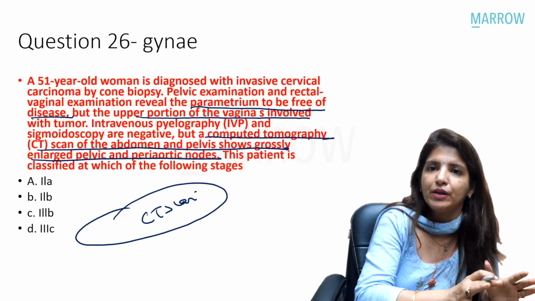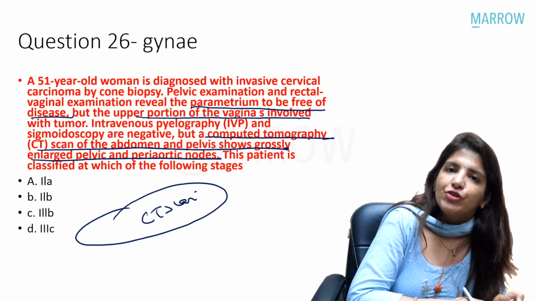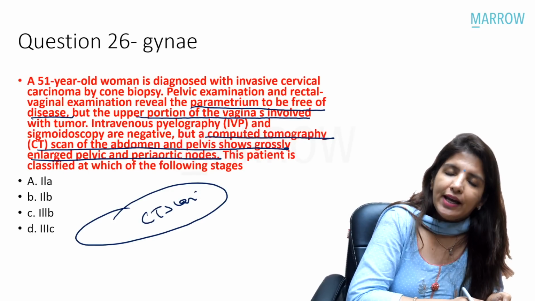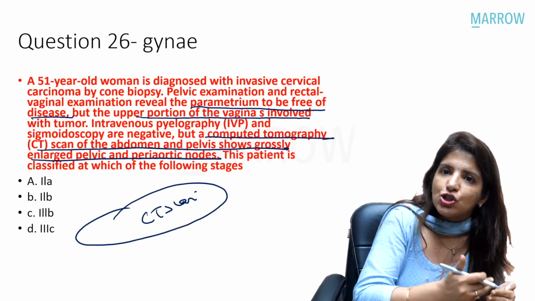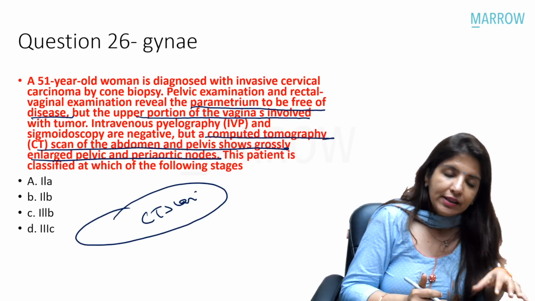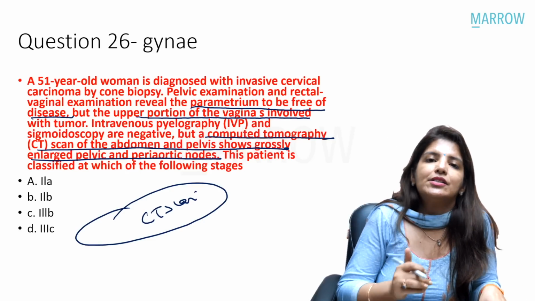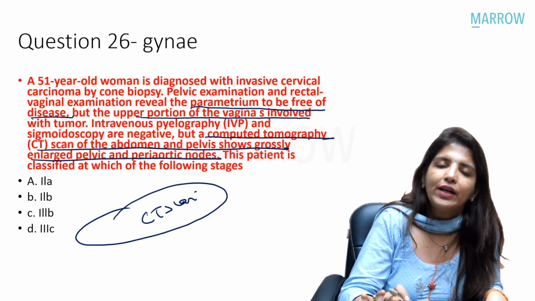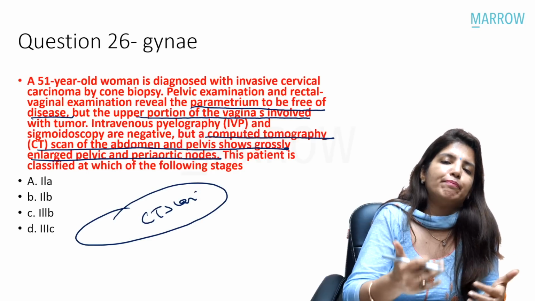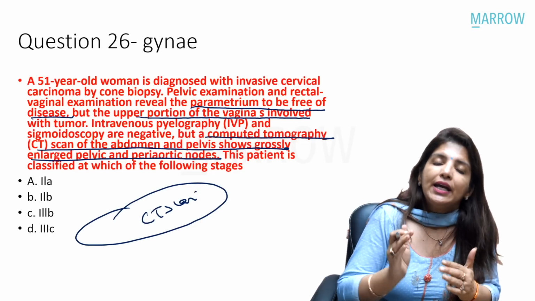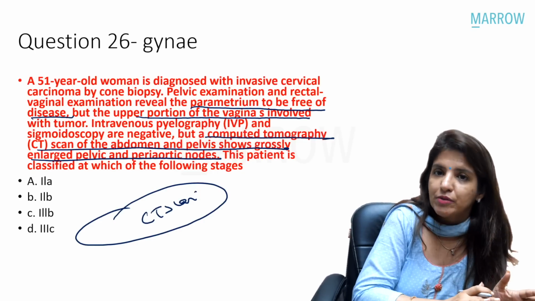Broadly remember that in stage 1, cervix is involved. In stage 2, upper part of vagina is involved. In 2A, the parametrium is not involved. In 2B, parametrium is involved. In stage 3, lower part of vagina is involved. Then you have 3A, 3B and 3C. In 3A, the pelvic side wall is not involved. In 3B, the pelvic side wall is involved. And in 3C, pelvic and para-aortic lymph nodes are involved. In stage 4, there is metastasis. This is broadly what I am telling you.